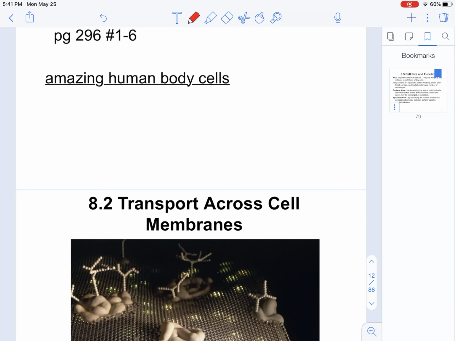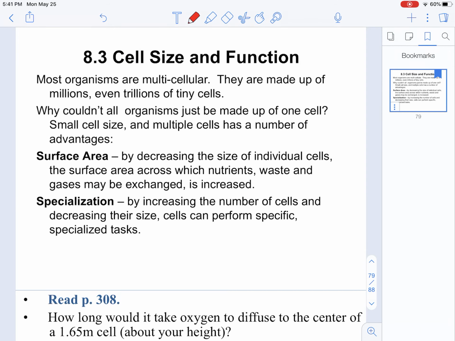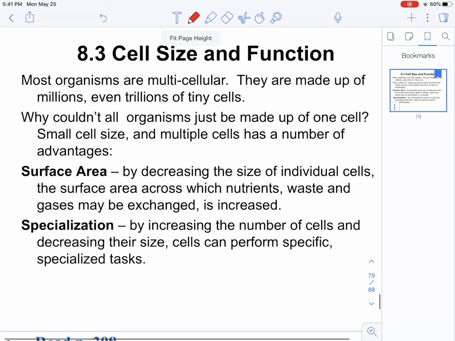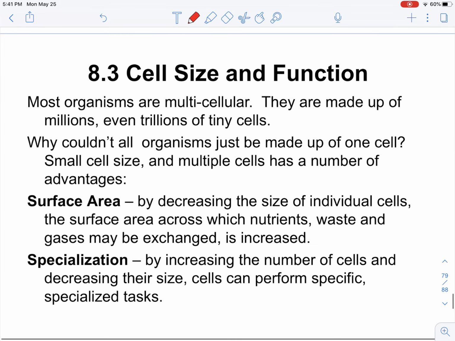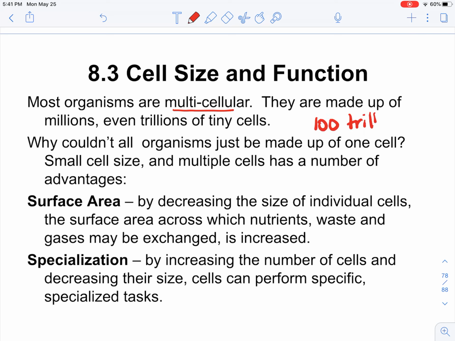We're going to flip over to the next topic, topic 3, 8.3, next. And I told you it was really short to do 8.1. 8.3 talks about cell sizes and how most organisms out there have many cells in them, like your body that's made of 100 trillion cells. That's many cells, and they're very tiny cells.